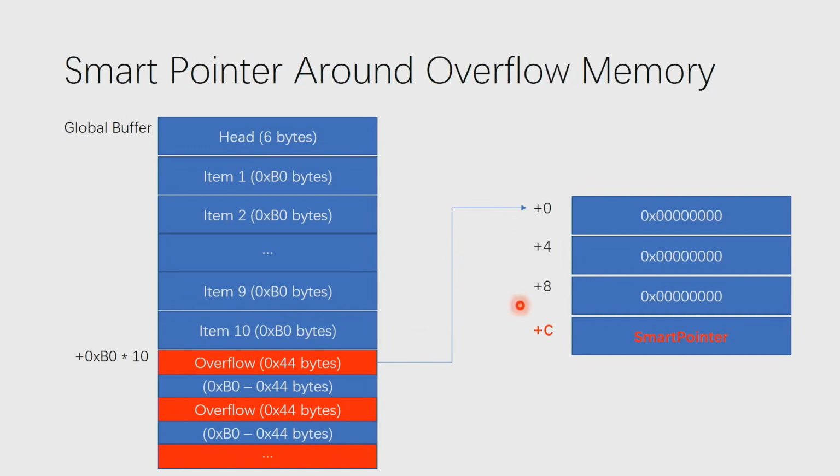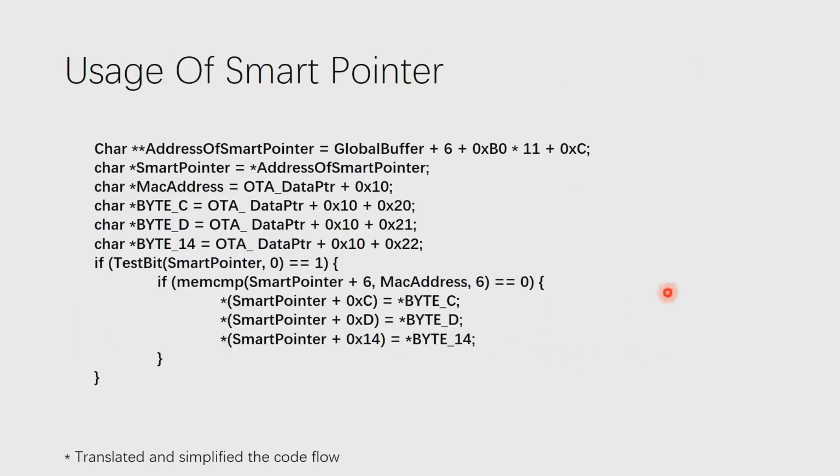Analyzing the data near the overflow address, we can quickly find that there is a very good data pointer at offset 0xC. We overflow from here, and at offset 0xC, there is a very good data pointer. We call it the smart pointer, which points to very useful data. If we overwrite the smart pointer, we can do a lot of good work.